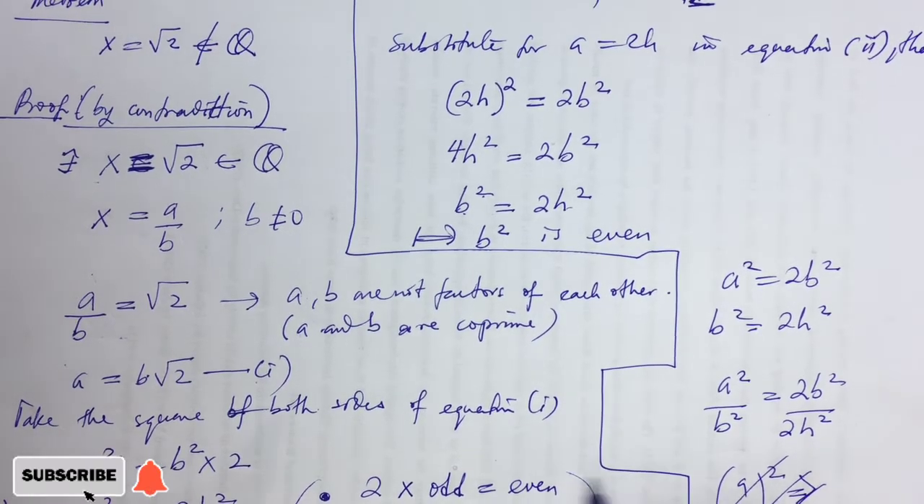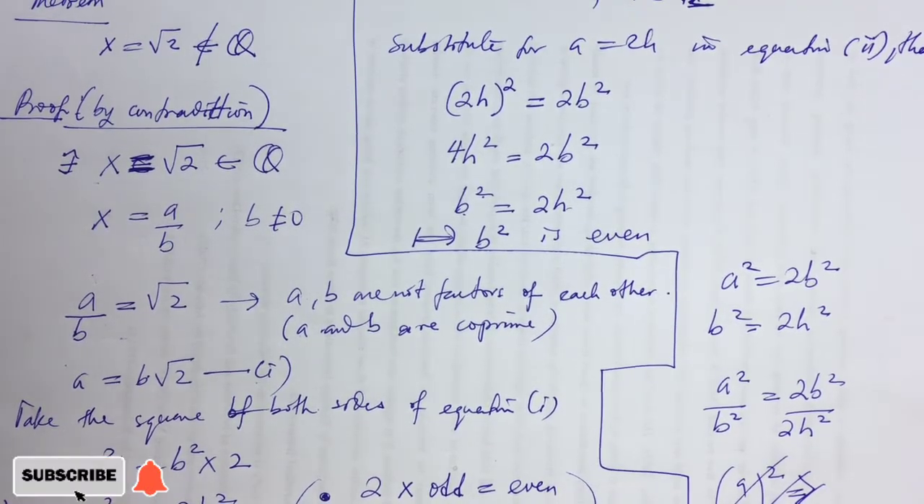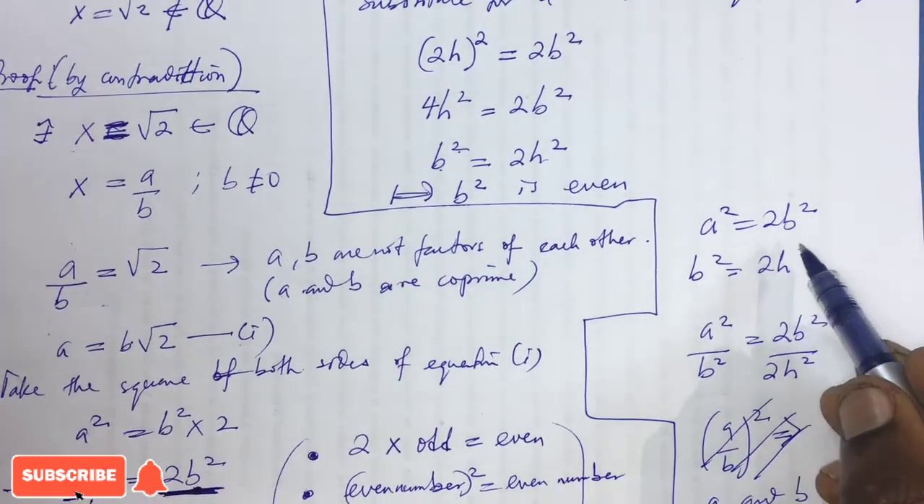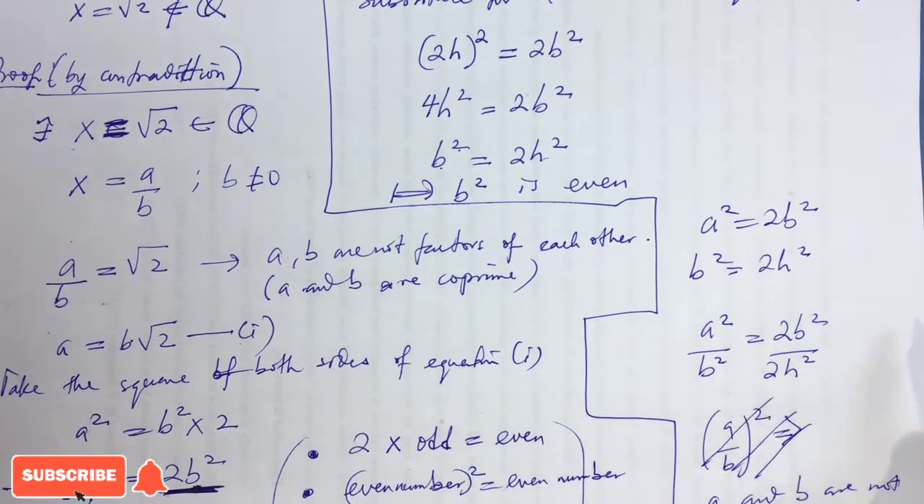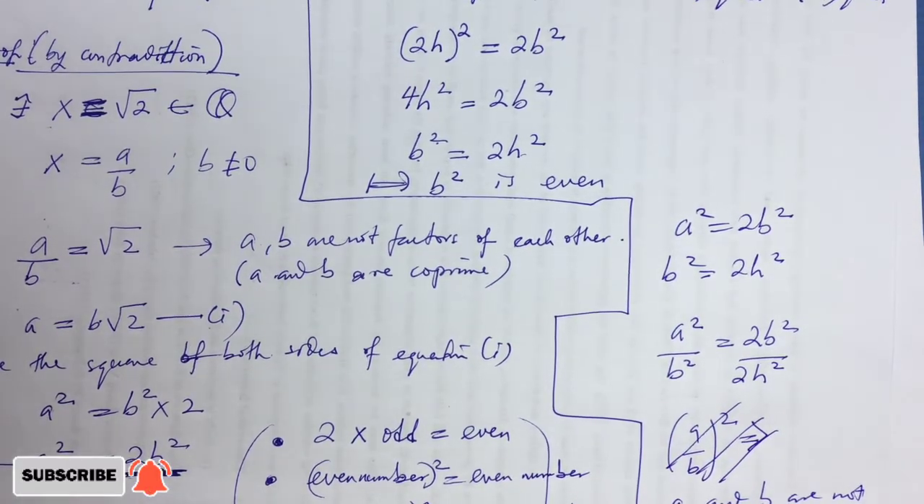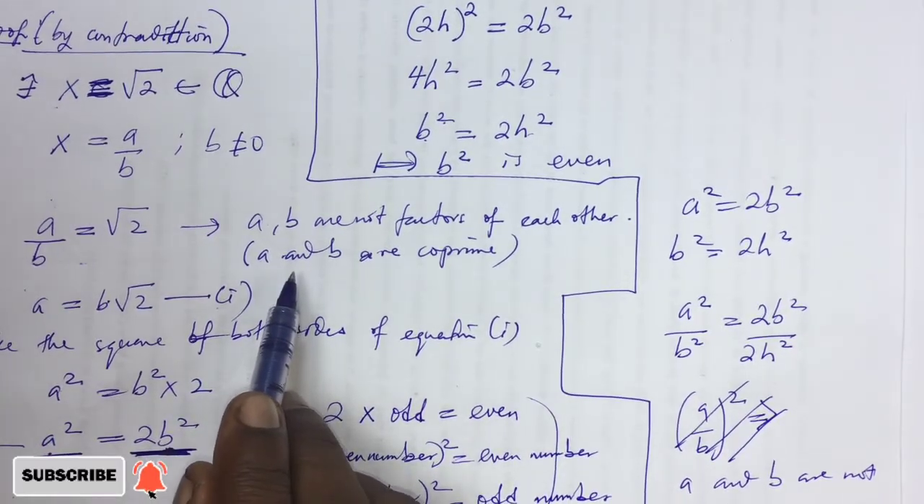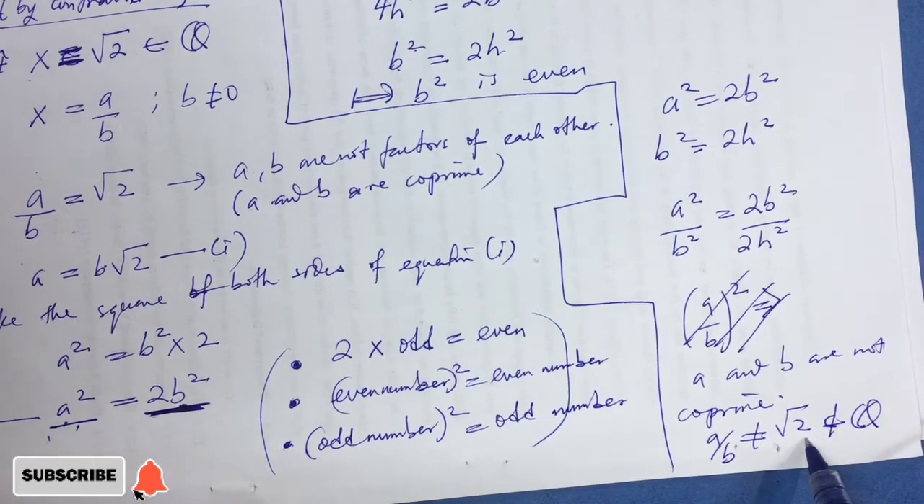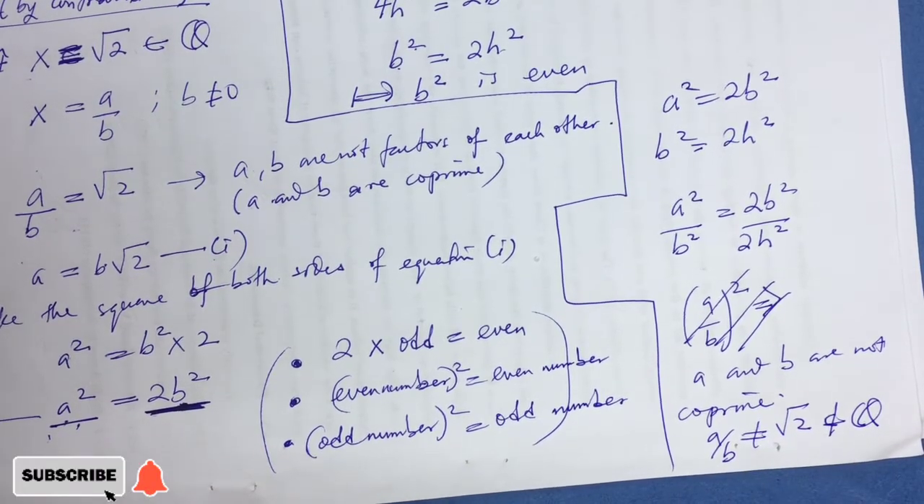Okay? Now, if b squared is even, it then means that a squared equals 2b squared and b squared equals 2h squared. After all, a and b have something in common. So, if a and b have a factor in common, it contradicts what we said earlier on. And that means that a over b is not equal to square root of 2 and it's not a member of the rational number system.